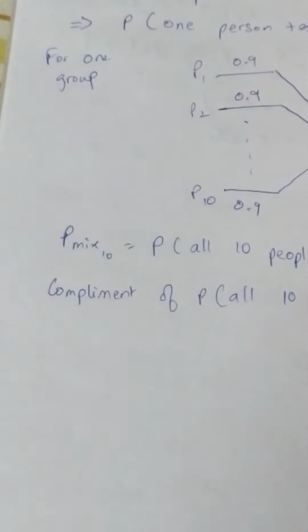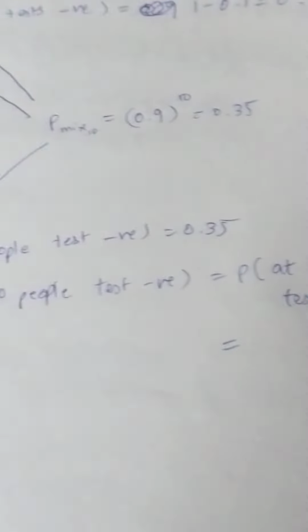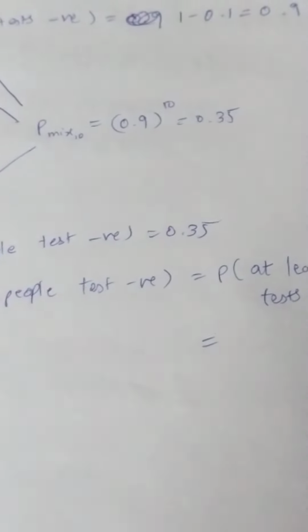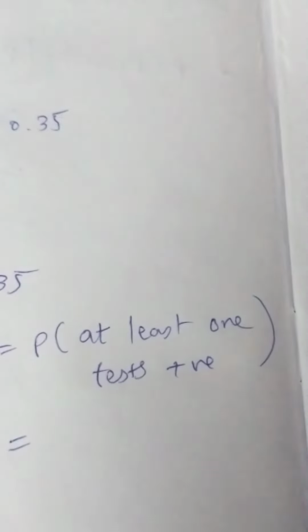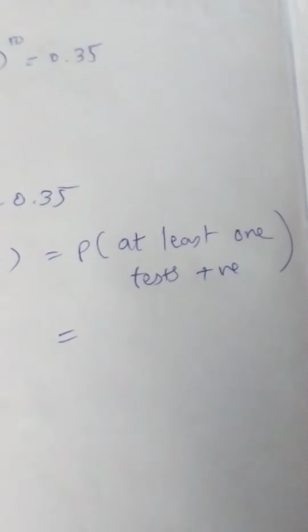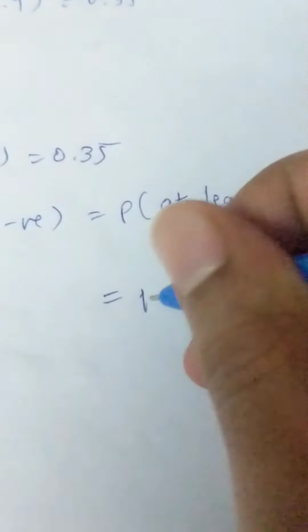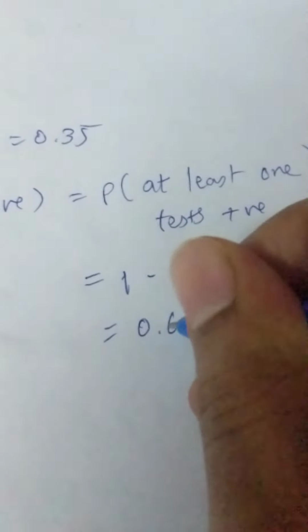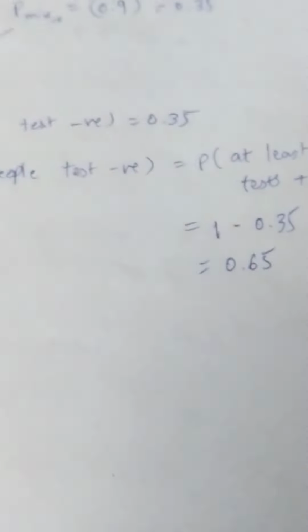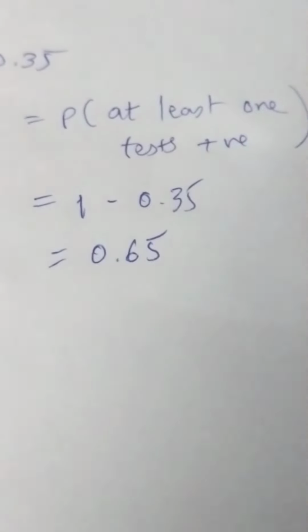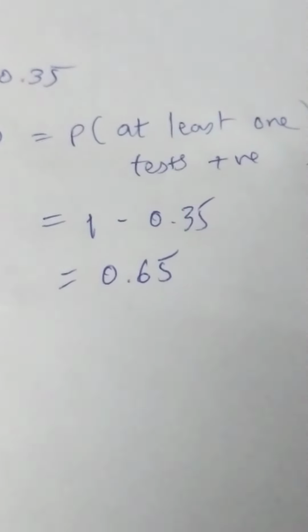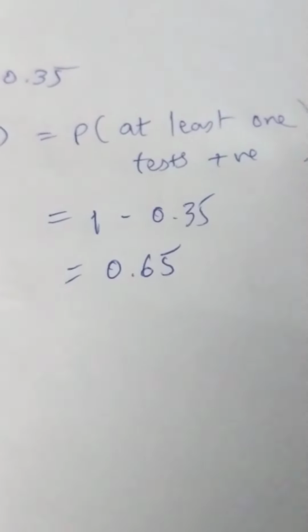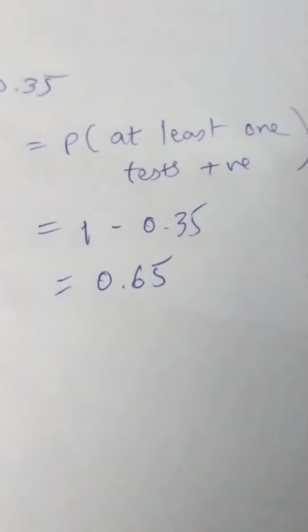Now if we take the complement of this probability, that is all 10 people test negative, it is basically probability that at least one of the 10 people test positive, which is 1 minus 0.35, which is 0.65. So the probability that at least one out of the 10 people test positive is 0.65.